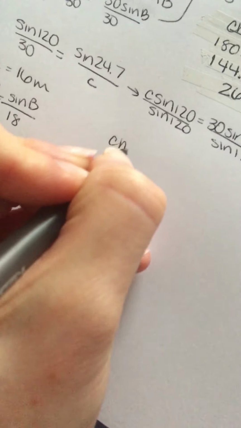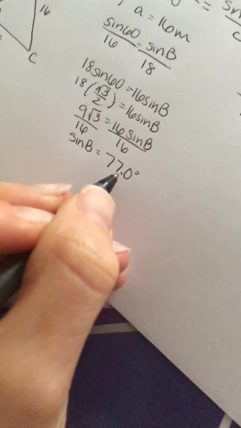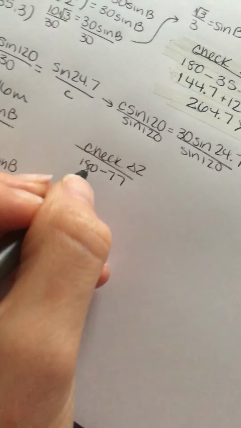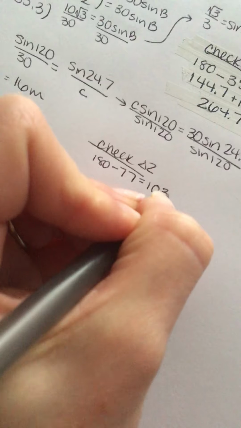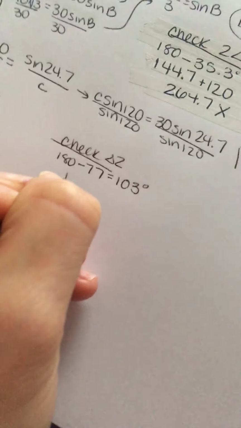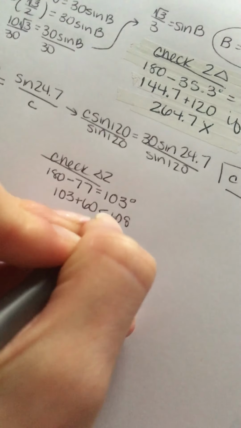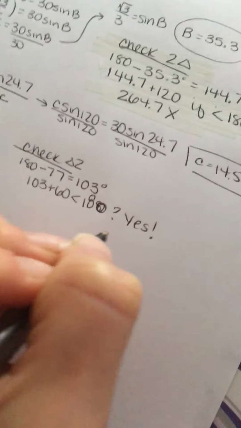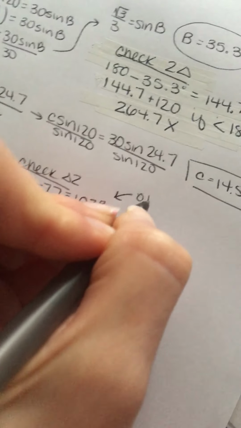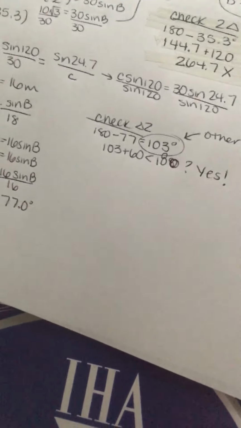So this is our check for triangle 2. What we do is we take 180 and subtract the angle that we found, 77. So 180 minus 77, 180 minus 7 is 10, minus another 7 is 103 degrees. We say, does 103 plus 60 come out less than 180? And the answer is yes. So we do have a second triangle. So that's our other B. So we do have 2 triangles. This is going to be 2 different scenarios.